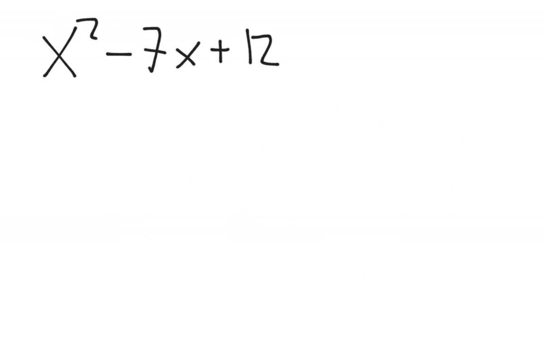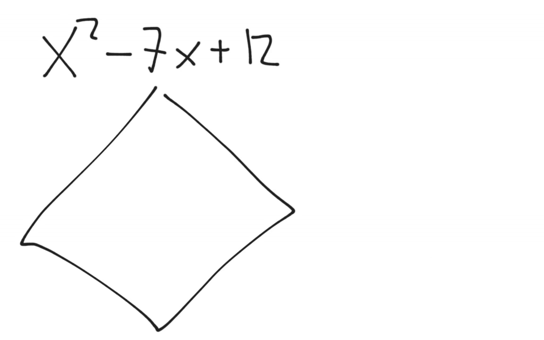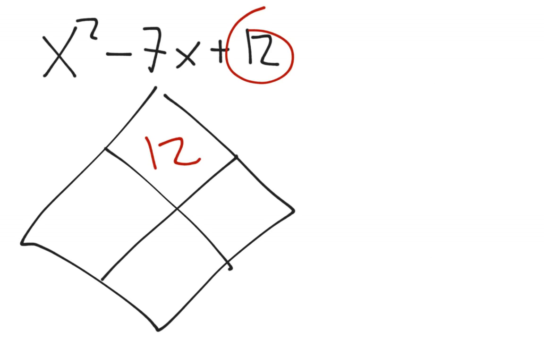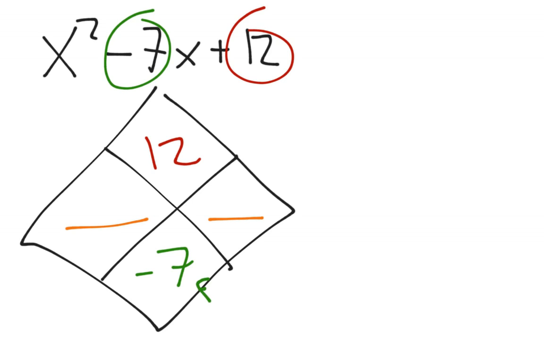Here's another example where I'm using negative, so I'm going to make my diamond. 12 on top, minus 7 on the bottom. So since my bottom number is negative and my top number is positive, that means both numbers need to be negative.